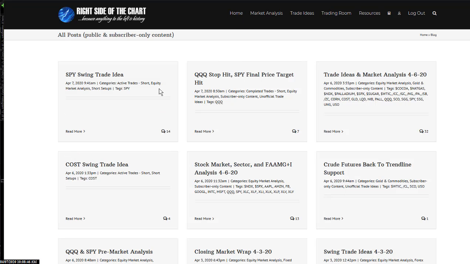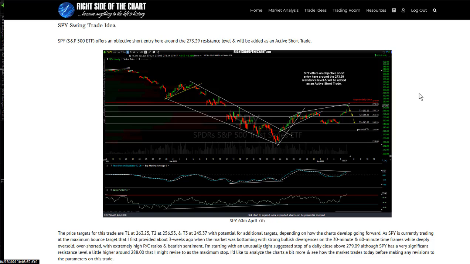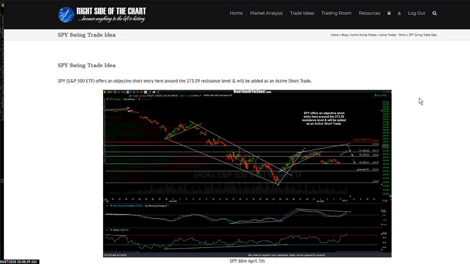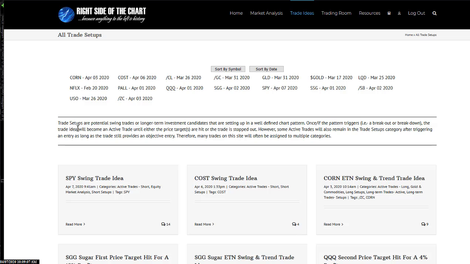I want to make mention that number one, it does come right on the heels of the QQQ trade being stopped out, and also in a perfect world, and we don't live in a perfect world, I'd like to get trade ideas out there first in the form of what I call a trade setup. And when you come in the trade ideas, there's a category, and you could click on any of these categories, and it'll tell you what a setup is. I'm kind of doing a little educational bit on the site here because from time to time, I think that's a good idea to do.